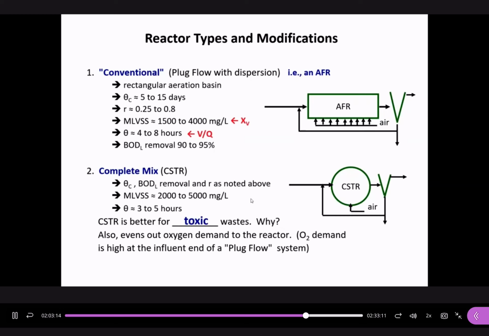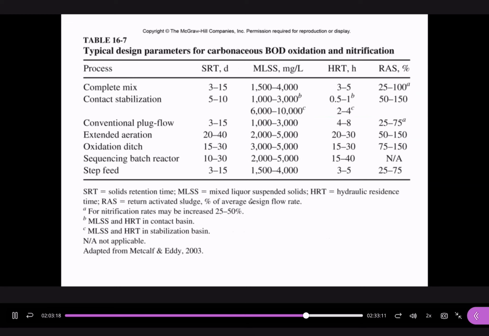Some comparison. Look at SRT, typically a few days for the activated sludge process. HRT a few hours.